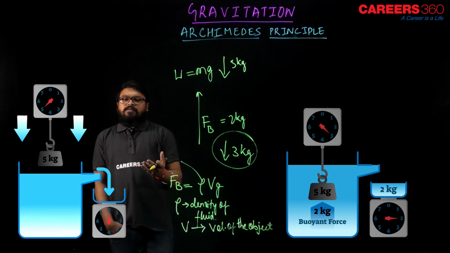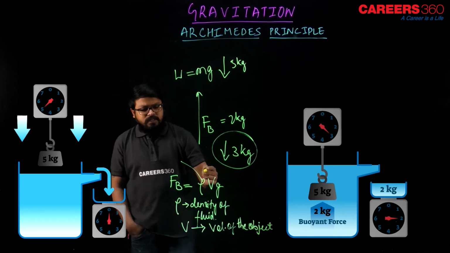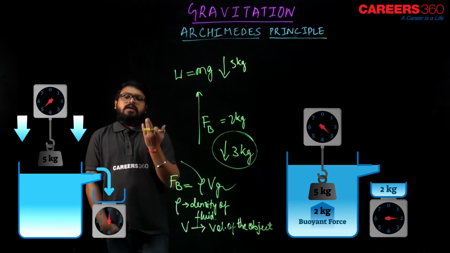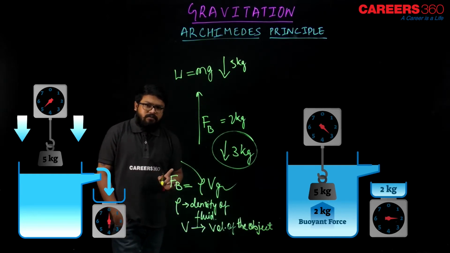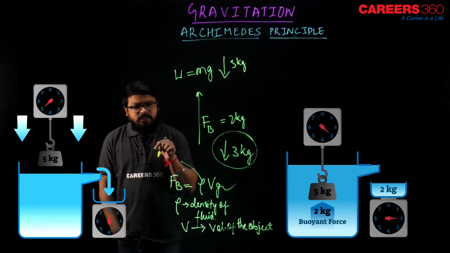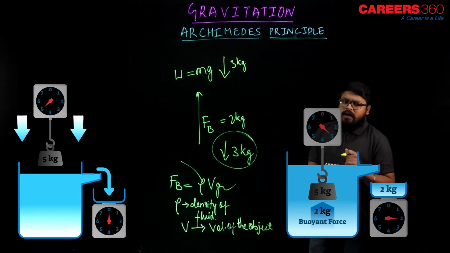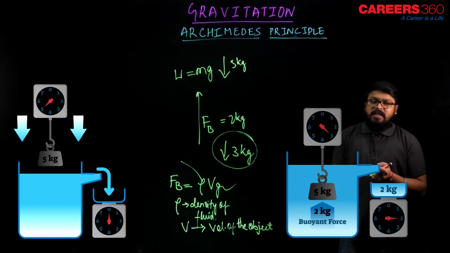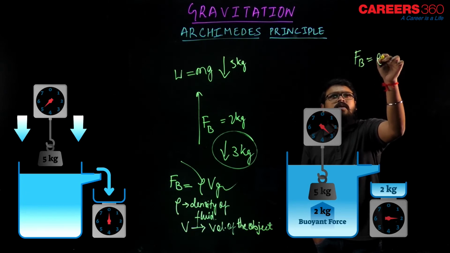Now if V is the volume of the object, rho is the density of the fluid, and g is acceleration due to gravity, this is the force of buoyancy, which acts in the upward direction on the object. So force of buoyancy is rho Vg. Rho is the density of fluid, V is the volume of the object which is immersed in the liquid, and g is the acceleration due to gravity. You already know that. Now what if force of buoyancy is equal to weight? We'll see that, first let me complete this. Force of buoyancy is given by rho Vg.